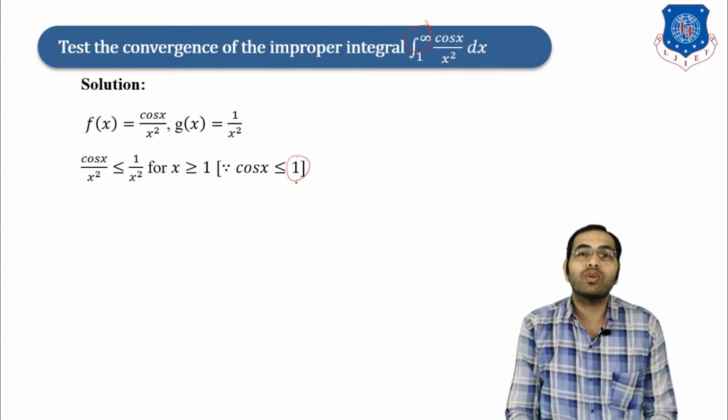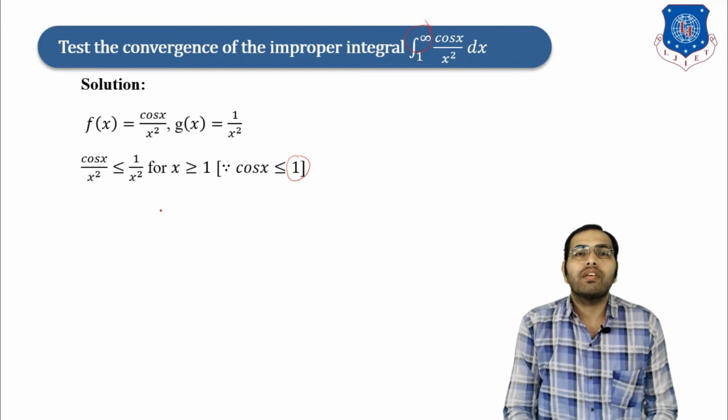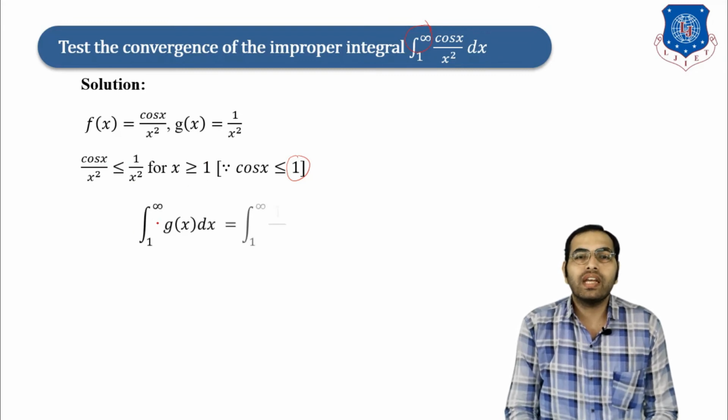Now whenever we substitute the values of x, cos x upon x square is always less than or equal to 1 upon x square for x greater than or equal to 1. So we have to find the integral from 1 to infinity of g of x dx, which is the integral from 1 to infinity of 1 upon x square dx. The cos x term is indicated by f of x, and this one is indicated by g of x.